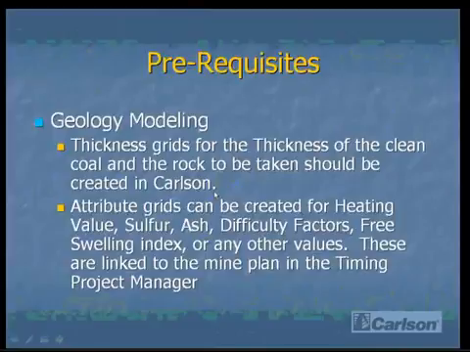The density values can be gridded to vary across the property, or you can take an average. The units for that in the metric system are kilograms per cubic meter, and in imperial they would be pounds per cubic foot. Quality grids for other attributes found in the drill hole data can be linked to the mine plan to facilitate quality forecasting.